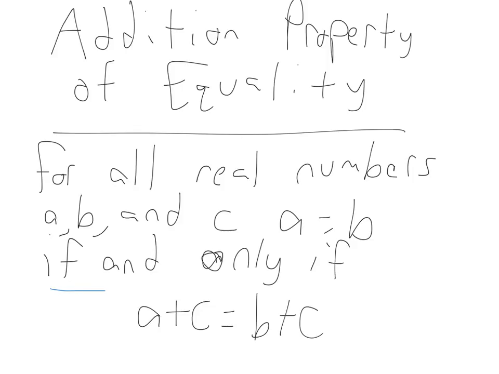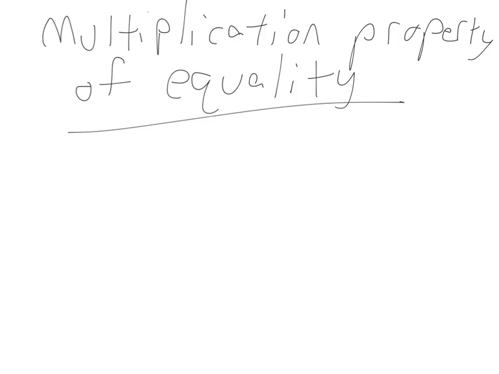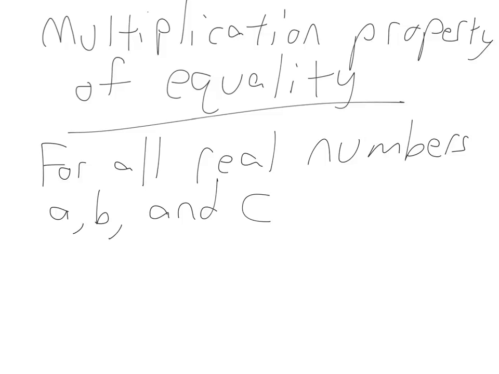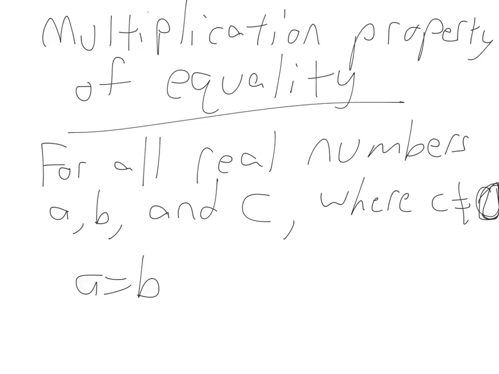And just so you note for shorthand, the phrase if and only if may sometimes be abbreviated as IFF. If you ever see me write IFF, that's shorthand for if and only if. The next property we're going to go over is the multiplication property of equality. This says that for all real numbers a, b, and c, where c is not equal to 0, then a equals b if and only if a times c equals b times c.